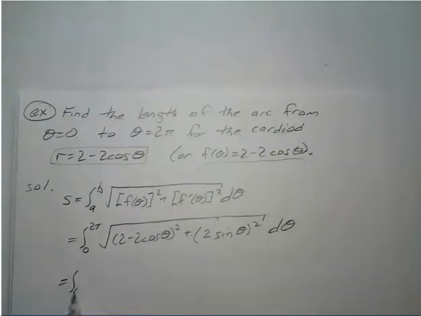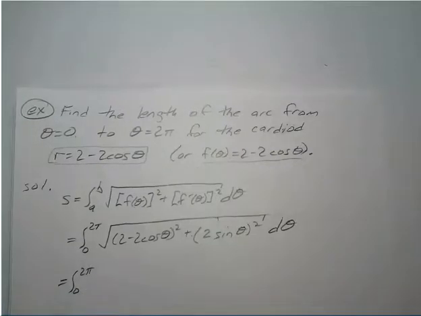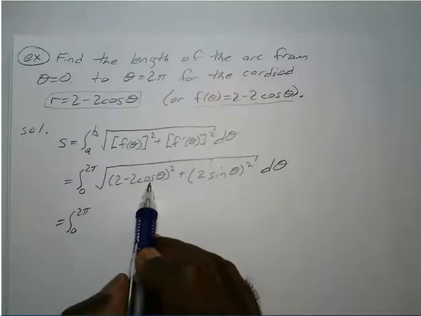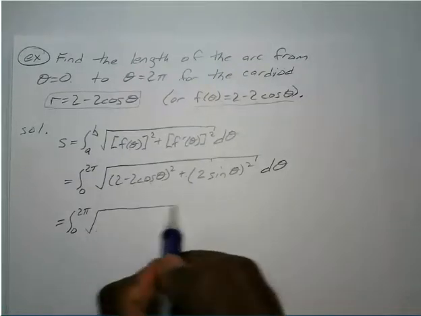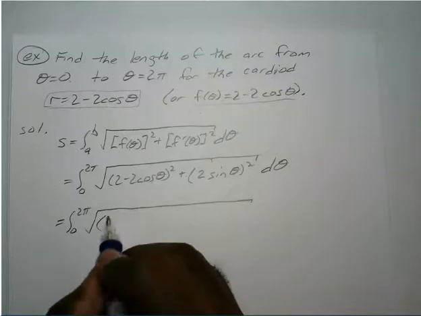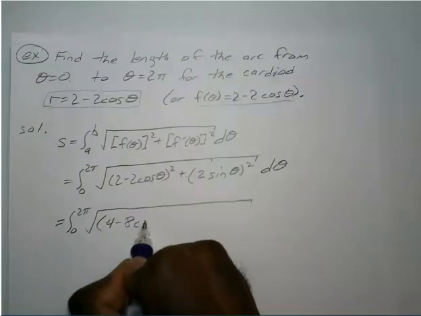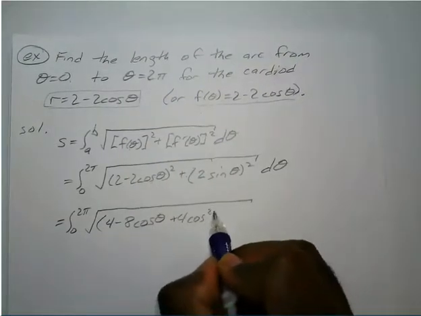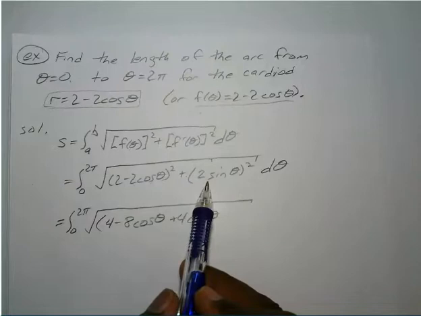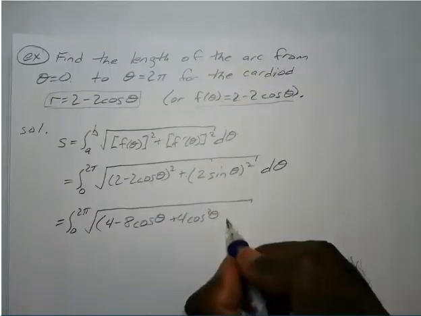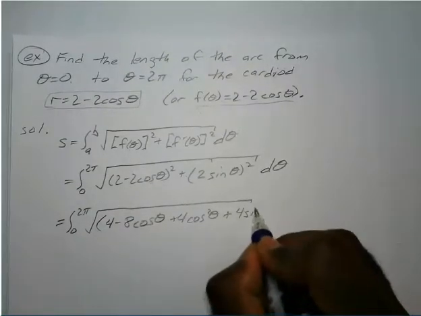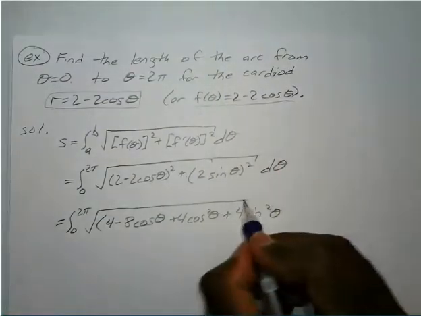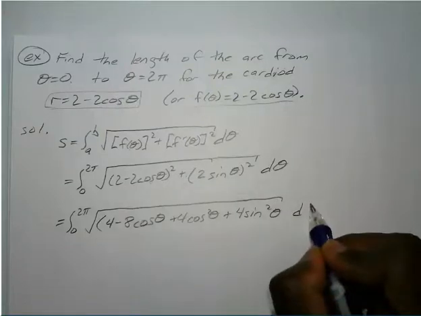Alright, so if we go ahead and simplify that a little bit more, if we factor this out and use the FOIL method, we end up with the square root of 4 minus 8 cosine theta plus 4 cosine squared theta. And we have our 2 sine theta squared. That will end up with plus 4 sine squared theta. And that's with respect to theta.